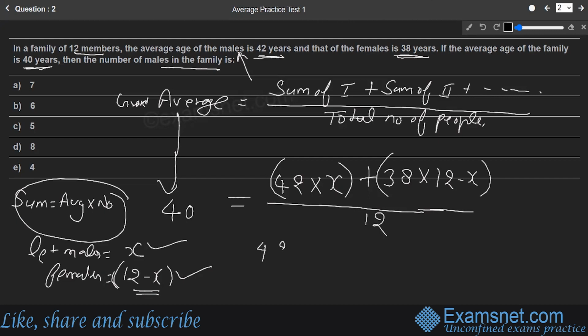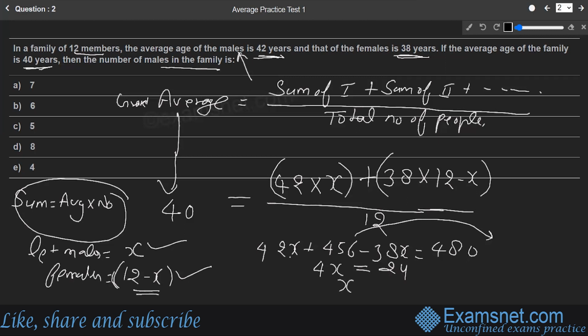If we solve it, this is going to be 42x plus 456 minus 38x is equal to 480. If we solve this further, 42x minus 38x is nothing but 4x. This 456 goes to the right hand side with subtraction, so we are left with 4x equal to 24, which gives us x value as 6. So the total number of males in the family is 6. That is the right answer. Number of males in the family is 6, available in option B.